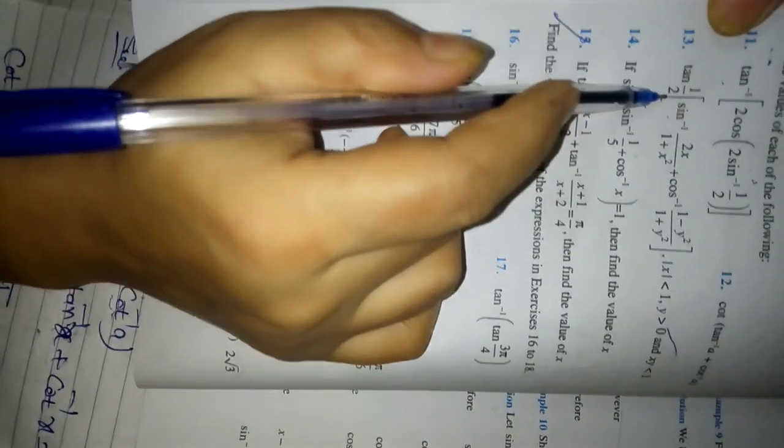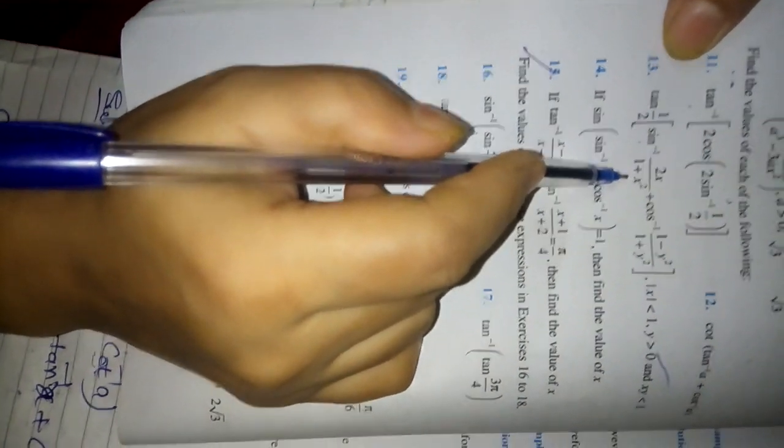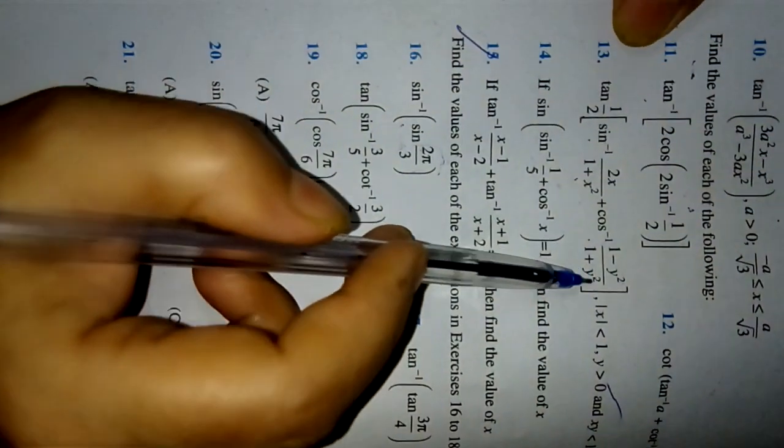tan of 1 by 2 into sine inverse 2x upon 1 plus x square plus cos inverse 1 minus y square upon 1 plus y square. Now I am writing here tan of 1 by 2 into sine inverse 2x upon 1 plus x square plus cos inverse 1 minus y square upon 1 plus y square. The condition is mod x is less than 1 and y is greater than 0 and xy is less than 1. Now let us start the solution.